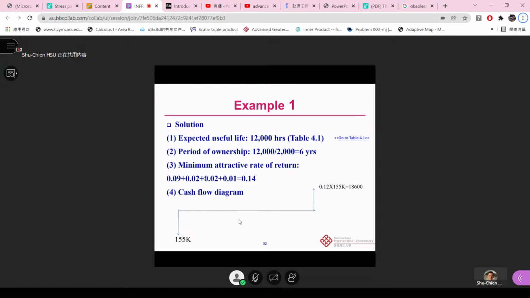And then we can also define the minimum attractive rate of return, which is sum of those administrative costs. That we have the 9%, 2%, 2%, and 1%. So the MAR here, we assume that can be 14%. So then we can also have a simple cash flow diagram like that. We have initial investment, 155K, and also times this 12%, which will be the salvage value equal to the 18,600, right? 18,600. So far so good until now?